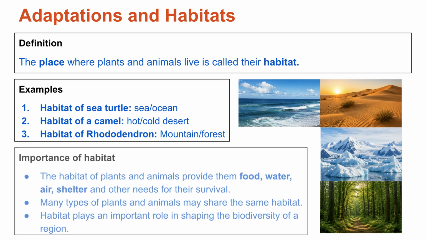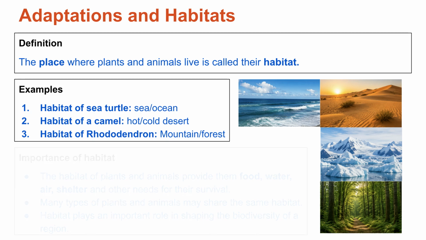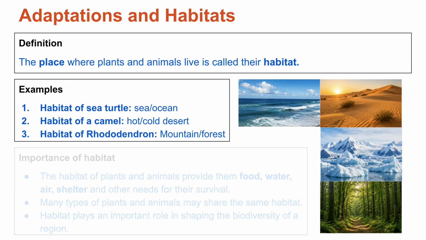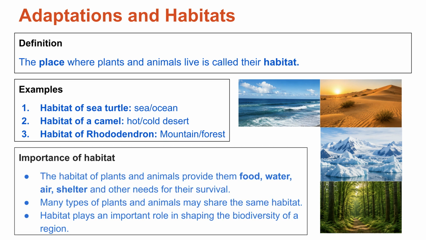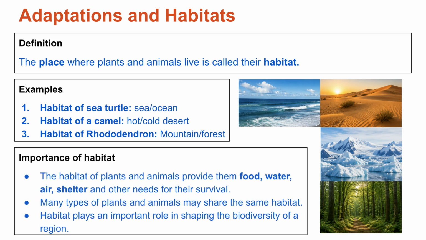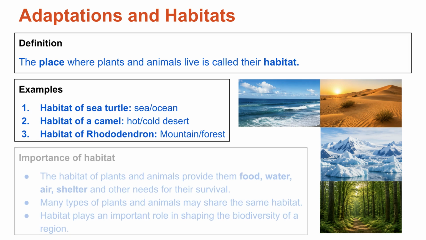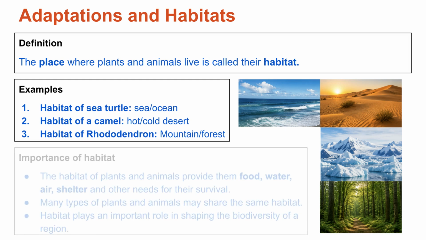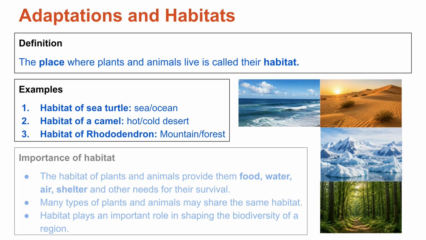What is the importance of habitat? Habitat of plants and animals provides food, water, air, shelter, and other useful resources for their survival. Many types of plants and animals may share the same habitat. For example, in grasslands we see lions, elephants, as well as trees together. Habitat plays an important role in shaping the biodiversity of a region because different plants and animals can live together with different properties, different body structure.